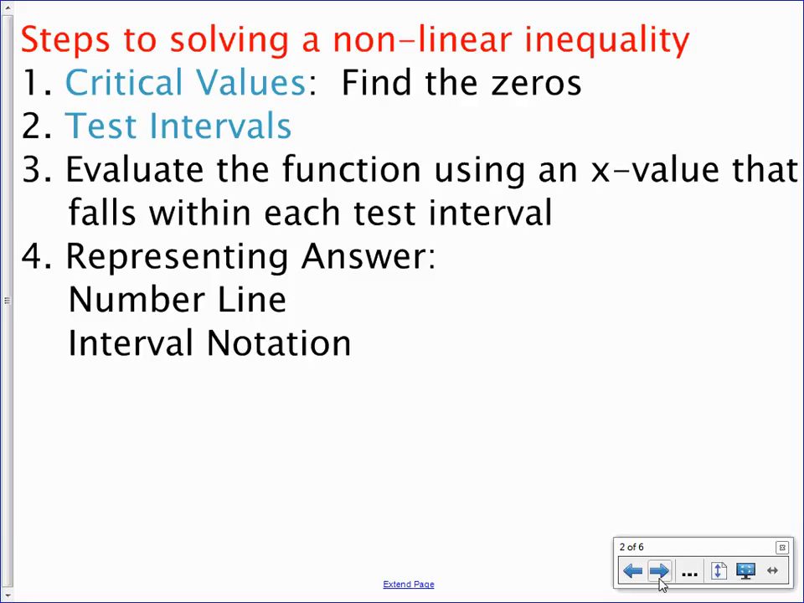The most important thing is finding those critical values, find those x-intercepts. Where is our polynomial zero? Okay. And then we're going to test our intervals based on those critical values. All right, so we're going to do a polynomial example, and then we're going to look at what happens if it's rational.